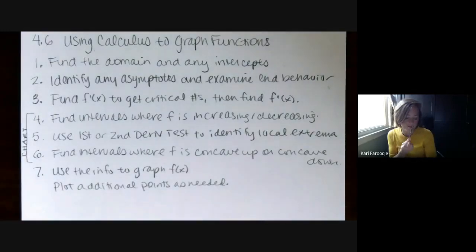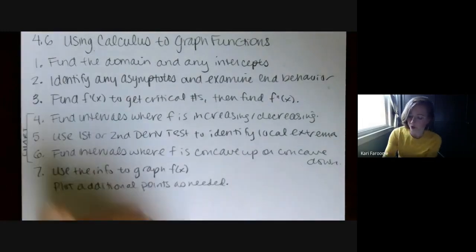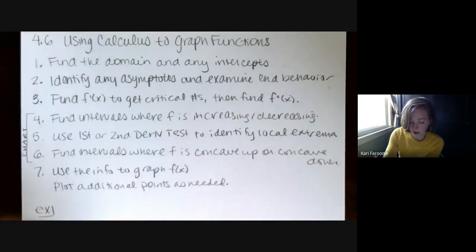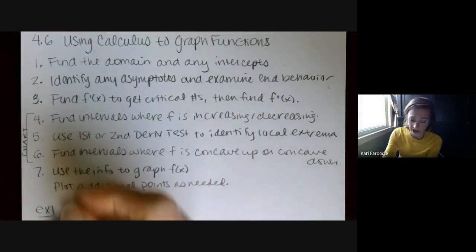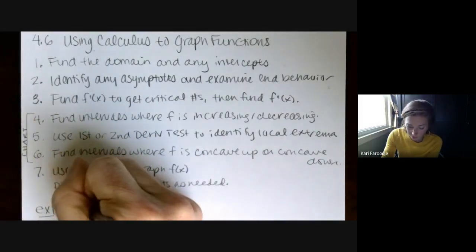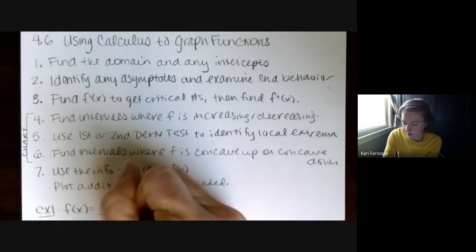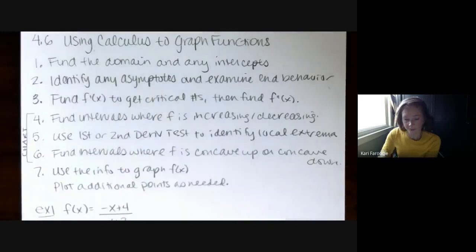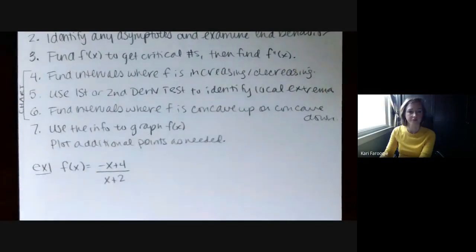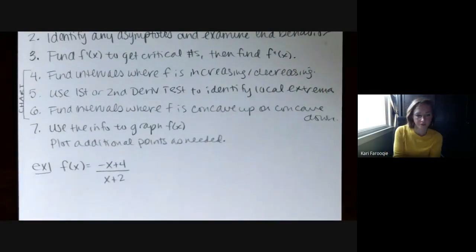Let's see. Yeah, that's good. These are the steps that you're going to need. So example 1, like I said today, I really want to focus on rational functions. F of x is negative x plus 4 divided by x plus 2. The negative is on the x in the numerator. It's not in front of the fraction.